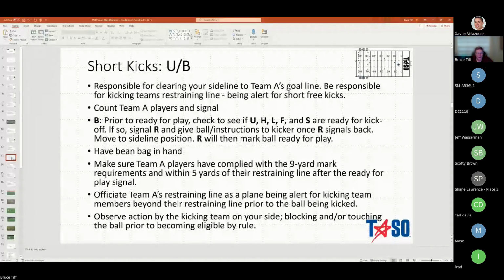We want to observe action by the kicking team on your side, blocking and or touching the ball prior to it becoming eligible by rule. Remember, if they onside kick it, unless Team B touches it before it goes 10 yards, they're not eligible to legally touch the ball.